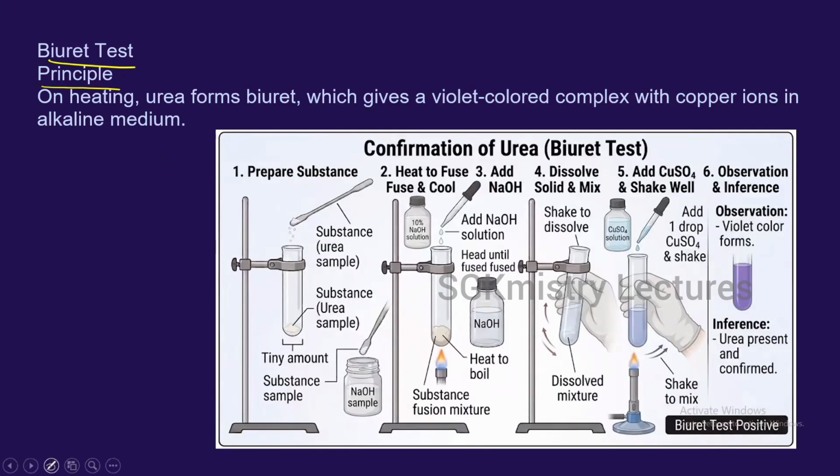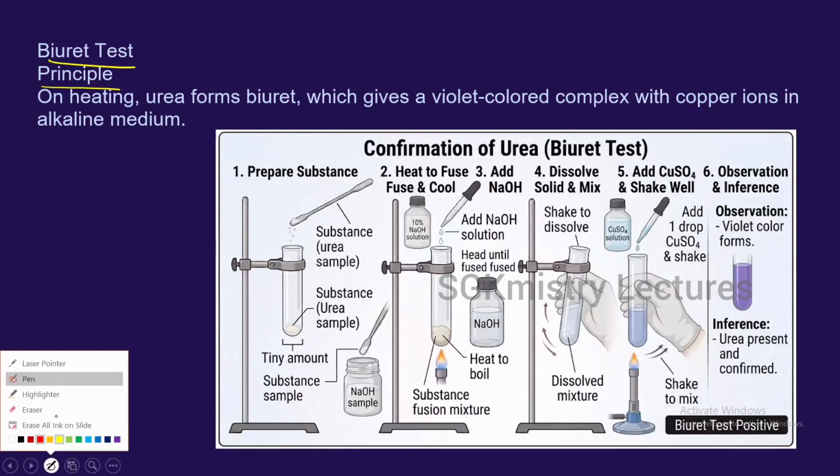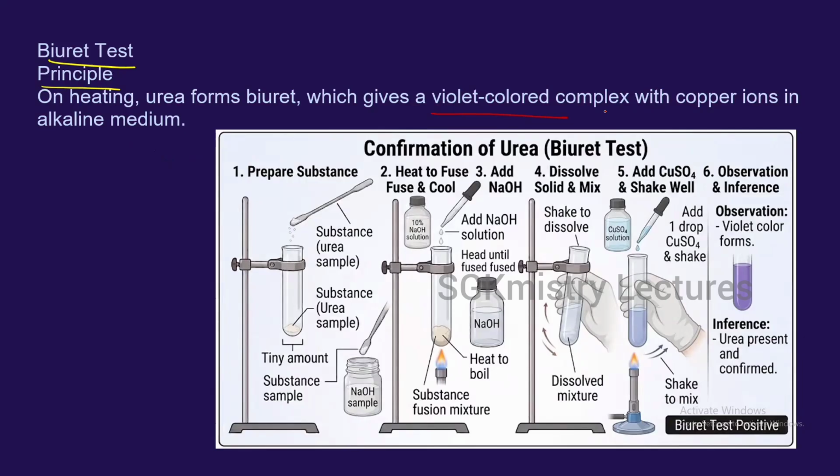Mainly, on heating, urea forms biuret, which gives a violet colored complex with copper ions in alkaline medium. So how do we perform this test? You're going to take the substance in a dry test tube again. The urea sample you're going to take, and you're going to heat it until it fuses.